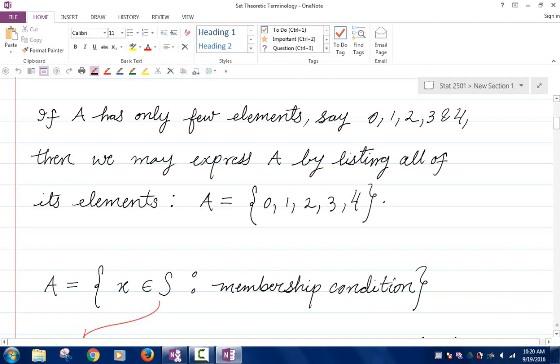But a lot of the times we will express a set A by the following notation. We are going to write that A is equal to the collection of all elements x belonging to a bigger set S, with the colon sign, and then we're going to write out a membership condition. After the colon is the membership condition, something that x has to satisfy to belong to the set A.